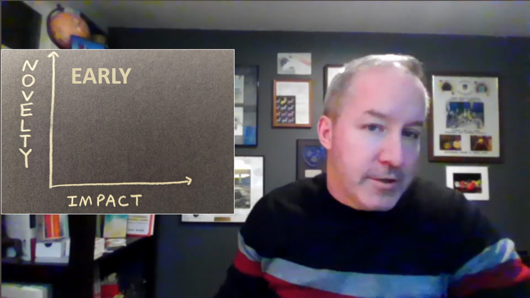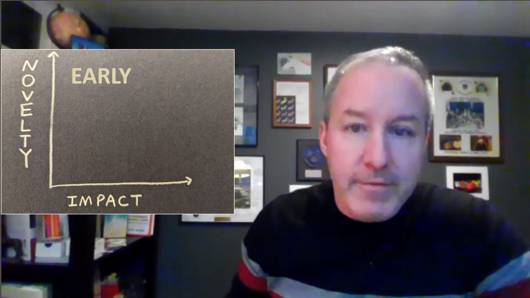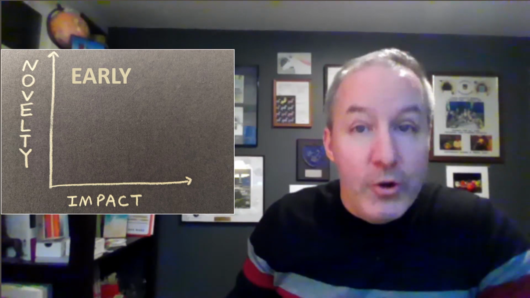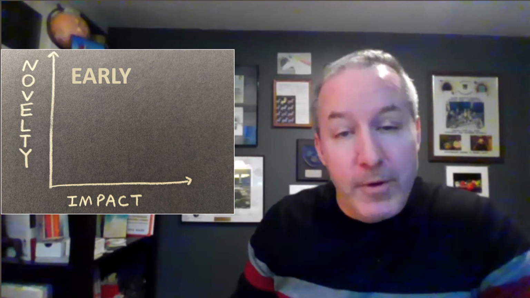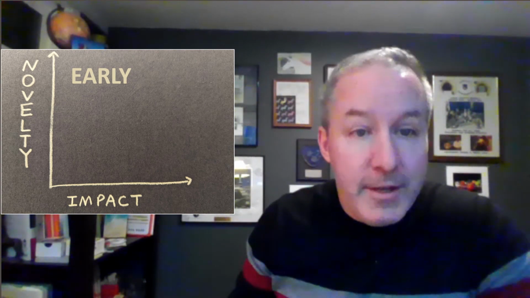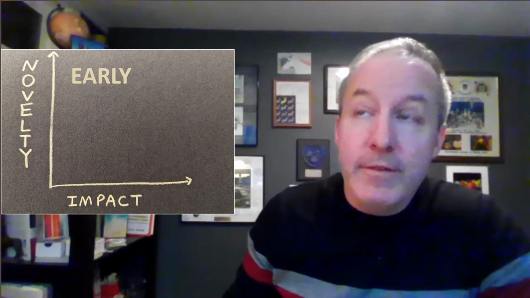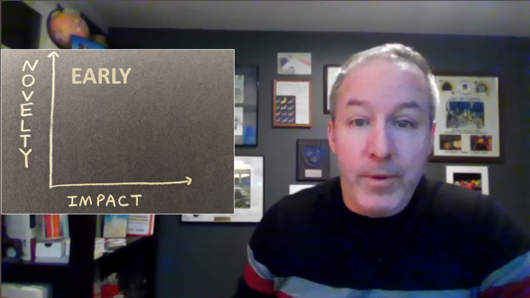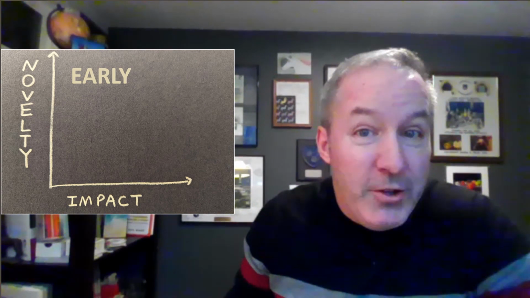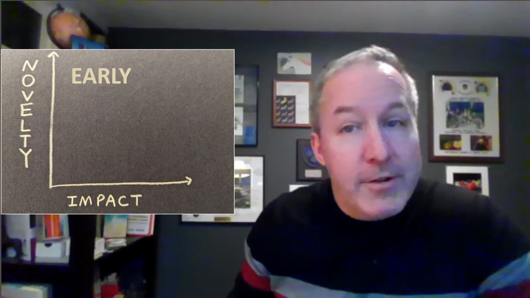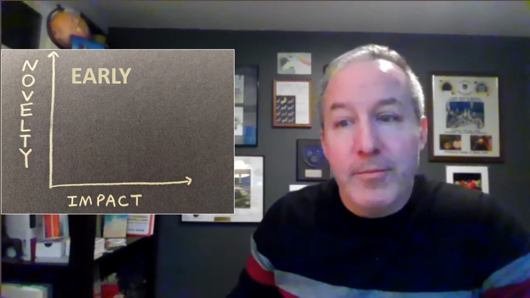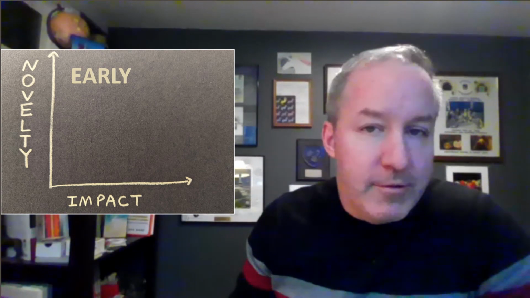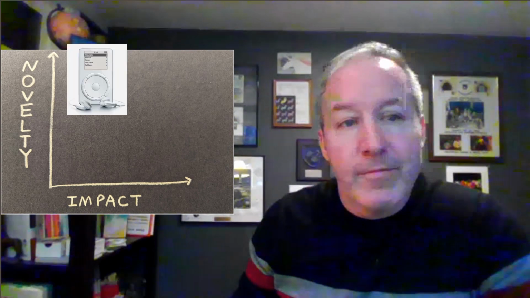So early innovations often pop up in this upper left area. These are new, they're often unfamiliar, and they typically operate on a small scale. The impact on an individual user, an individual customer or buyer or an early adopter might be huge, but the impact on the world tends to be relatively low because early adopters are generally a small group.